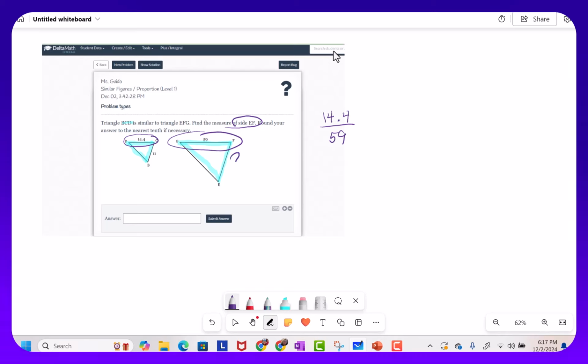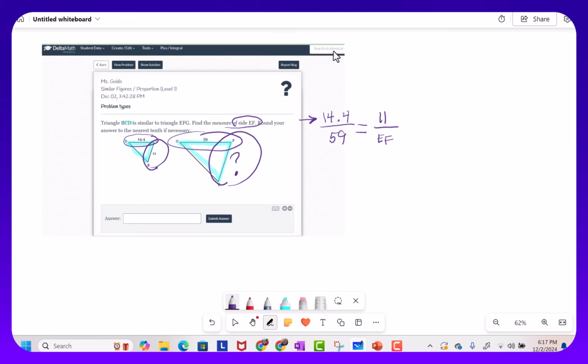Since we're trying to find EF, we're going to put the similar side into the proportion. Notice that we put our measure from our smaller triangle in the numerator, so we need to do the same thing for the other part of the proportion. And then in the denominator of this, we're going to put the missing side here. So we can put a question mark there to represent EF, or we can actually put the letters EF.